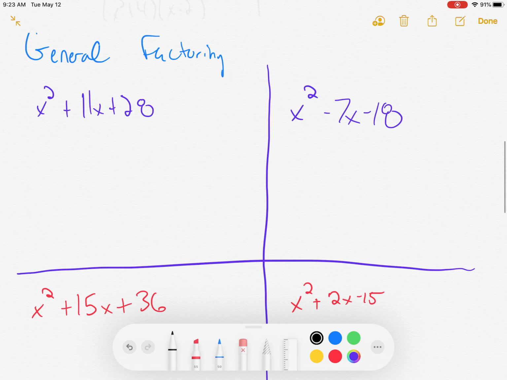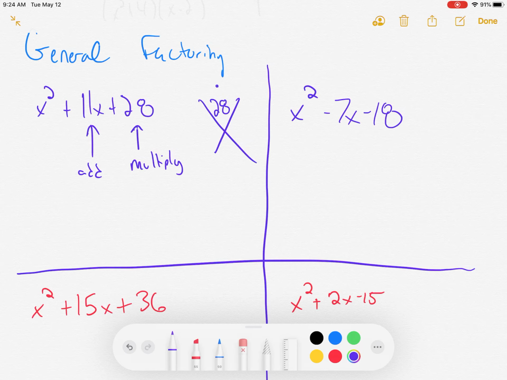Okay, next up we have general factoring. I have 4 examples of these. This should be pretty easy, a review for you. We are looking for numbers that multiply to this and add to this. Some of you may remember doing diamond problems. That's kind of little kid math, so I wouldn't get in the habit of doing this, but if you want to use it as a quick refresher, that's fine.